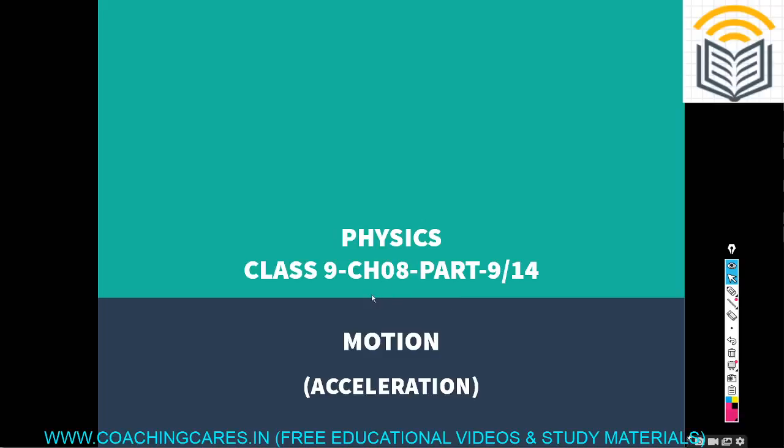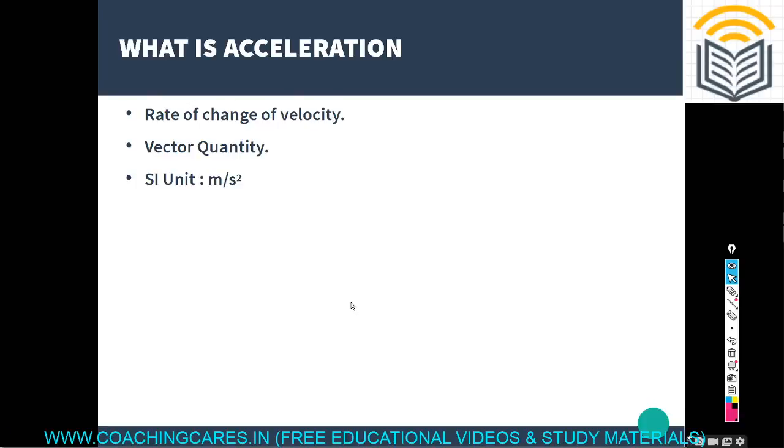Under this chapter, we will study acceleration. What do you know about acceleration? Acceleration is the rate of change of velocity. That is called acceleration, and this is a vector quantity. Acceleration has magnitude and at the same time it has direction also. Acceleration is generally represented by A. Acceleration is the rate of change of velocity divided by time taken.